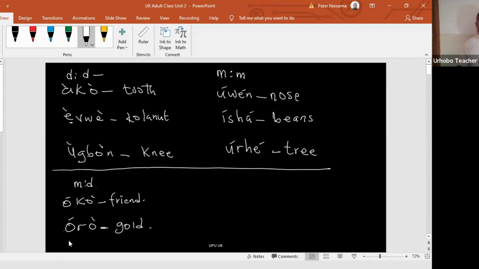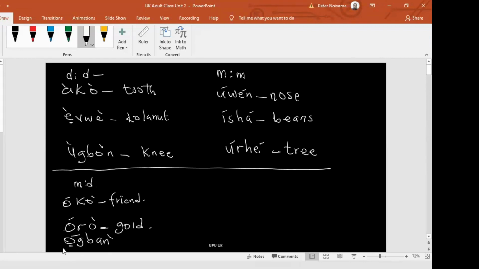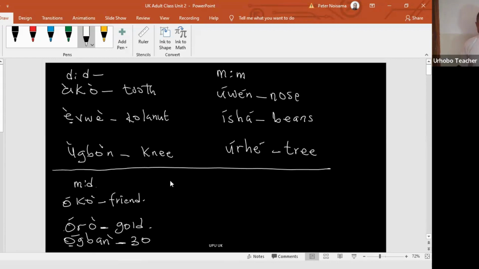Okay, the last one. All of you know this word, but let's get the real pronunciation now. Rising, falling. Middle. Okay, let's go. Ogba. Ogba, good. So what is Ogba? Thirty. Thirty, five-star for you.